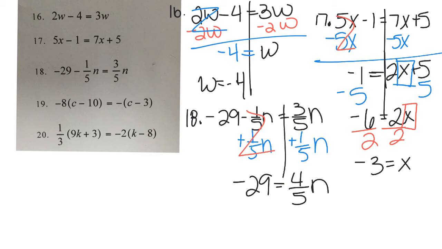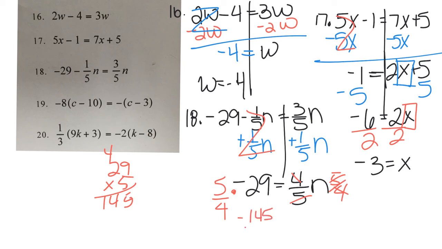And when I have a fractional coefficient, I'm going to multiply by the reciprocal. Times by 5 over 4. And this is going to be not a pretty fraction. It's not going to come out as a whole number. 29 times 5, that's 145. So 5, carry the 4, 10 plus 4 is 14. So this is negative 145 over 4. You can't reduce that, so that equals your n.